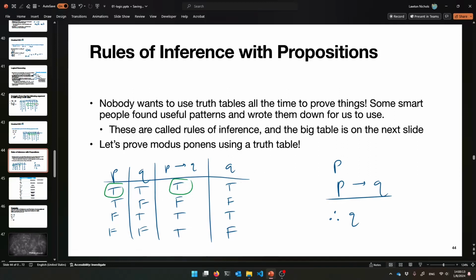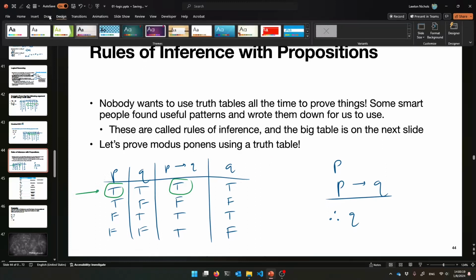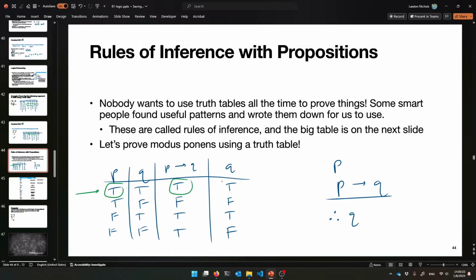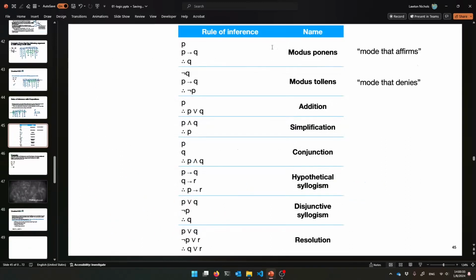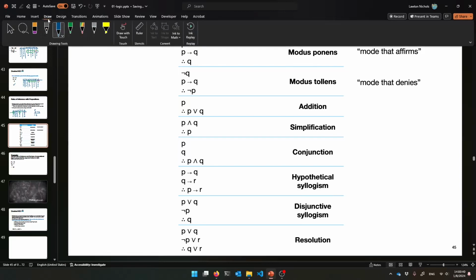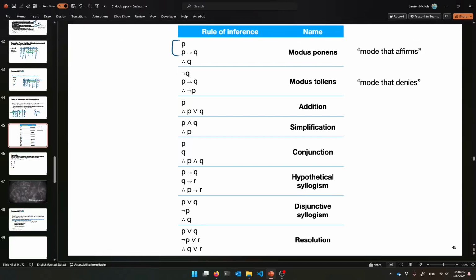And so we're trying to claim that Q must be true. Looks like this is the row we're looking at. Is Q also true? It sure is. So, bam, I've got a valid proof. It all works out. So that's the idea. We're going to be using this table a lot to start out, and then eventually some of these will become second nature to us. But again, what these are trying to say is that if you have these things, you can always plop out this thing that's true as well.